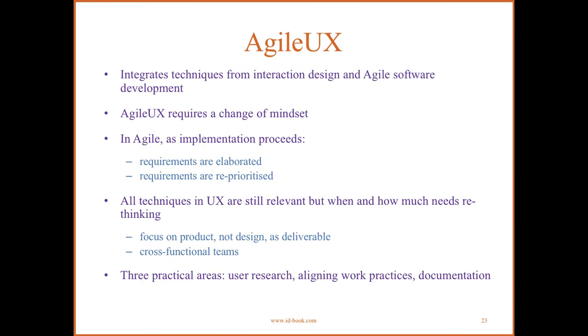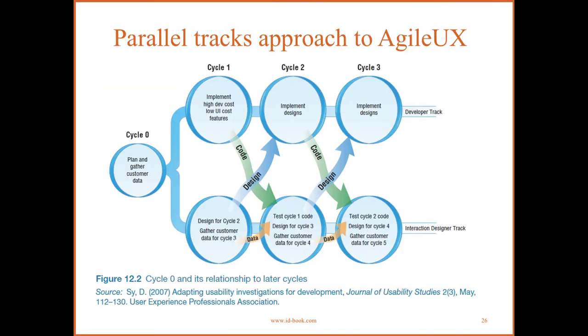You can see one by one Agile UX and then user research. Here is a parallel track approach to Agile UX: cycle 0, then implement high development cost, low user interface cost features, code, test, code, test, code, test. That's the concept of agile: code, design, code, design. This is how agile has been applied with UX, which is user experience. You can see adapting usability investigation for development, the Journal of Usability Studies. I would suggest you go to these papers and read about agile UX.